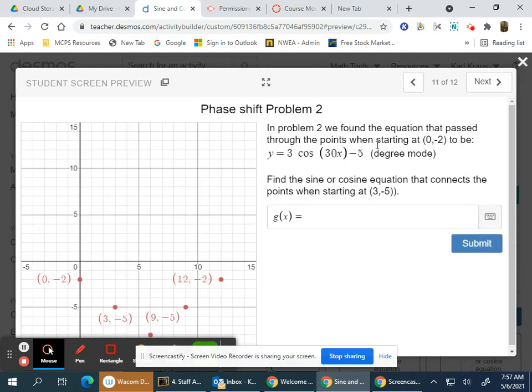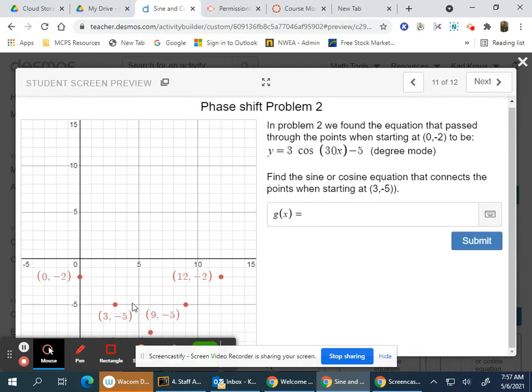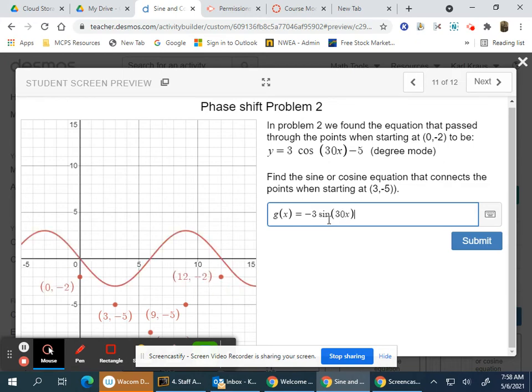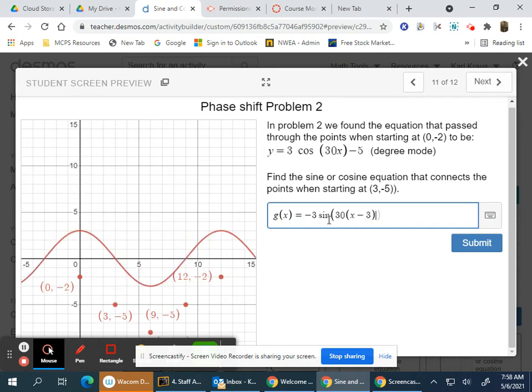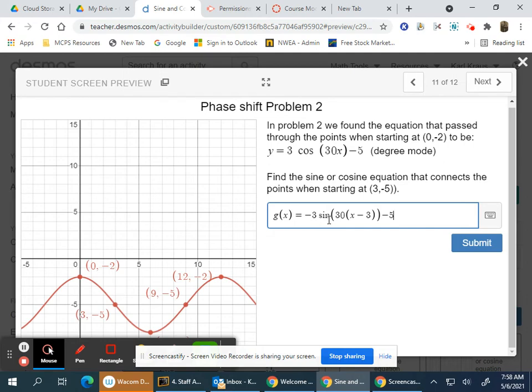So in problem 2, we found the equation to pass through the points starting at 0, -2 would be 3 cosine 30x minus 5. In degree mode, find the sine or cosine equation that connects the points when starting at this point, 3, -5. So here we're at the center line and going down first. So it's going to be a negative sine. The amplitude is going to be the same. So we're going to change this to a sine. The period is the same. And the center line is the same, but our phase shift is different here. So we're going to do x minus the x value of the starting point, which is 3. And my center line is the same.